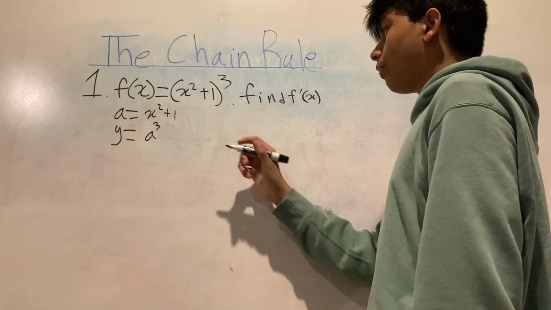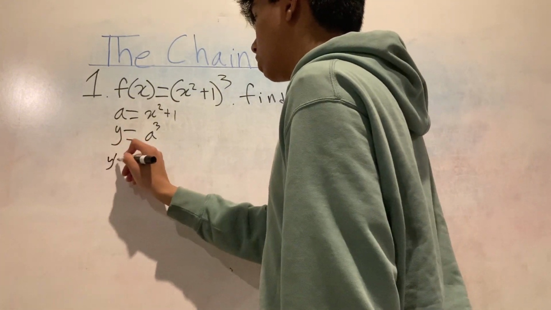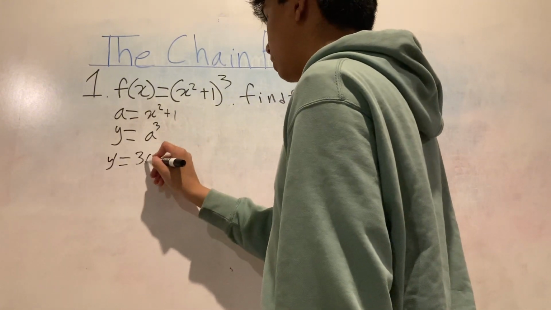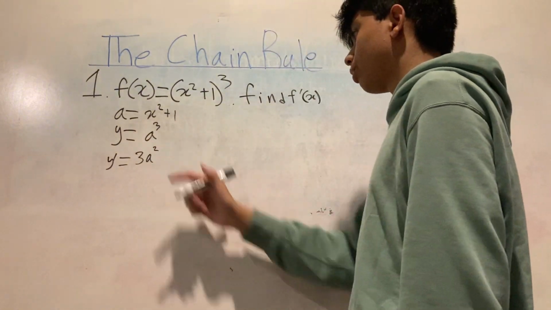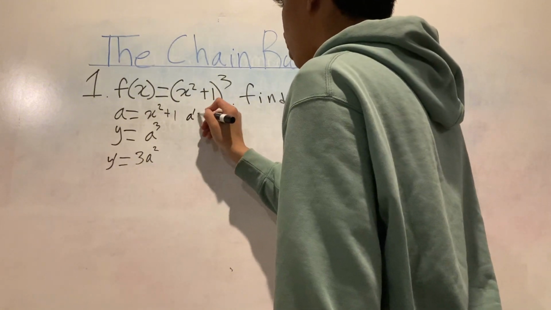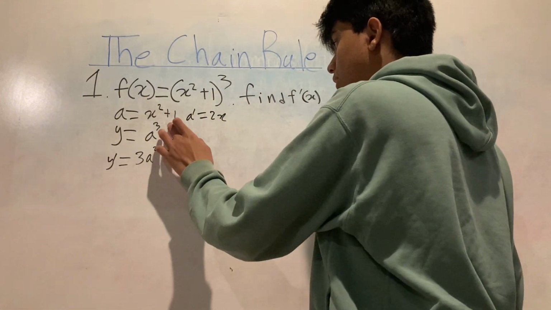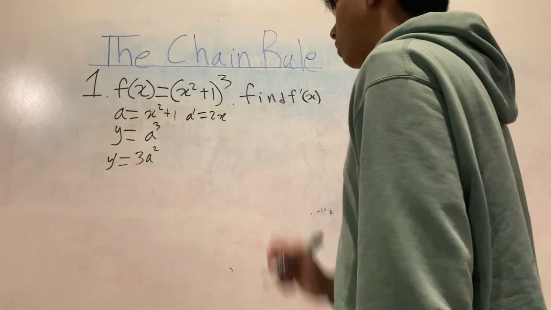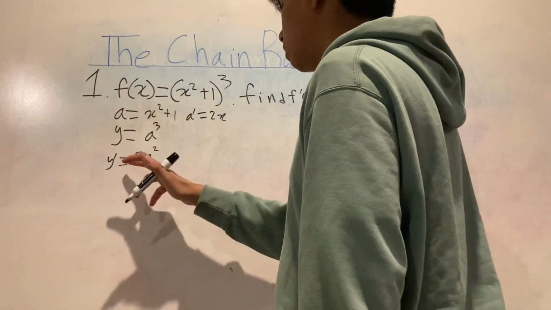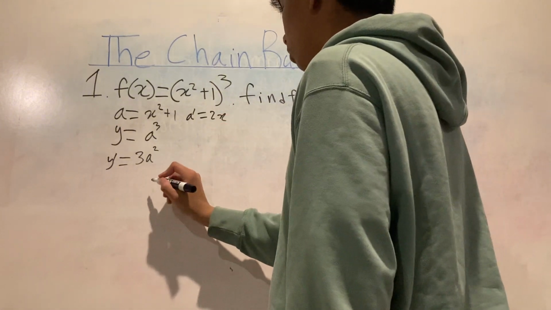And now we need to find the derivative of the inner and the outer function. So y prime, which is just the derivative of y, is just going to be 3a squared from the power rule. Bring down the 3 and then subtract the exponent by 1. And the derivative a prime is just going to be 2x. Again, power rule. And 1, since it's a constant, is just going to be 0. So 2x. Now we have to plug in a into y prime and multiply it by this from the formula.